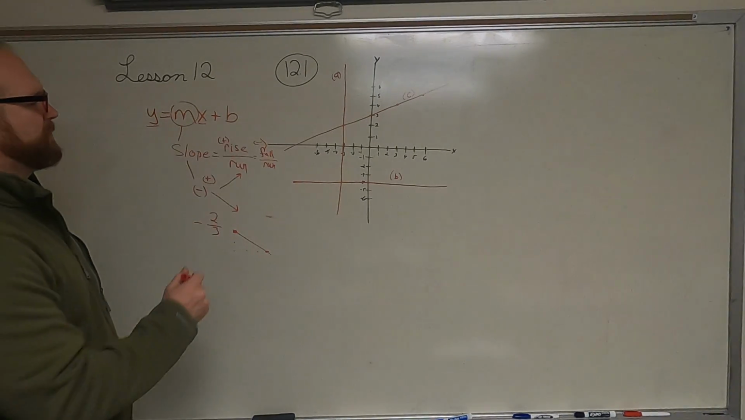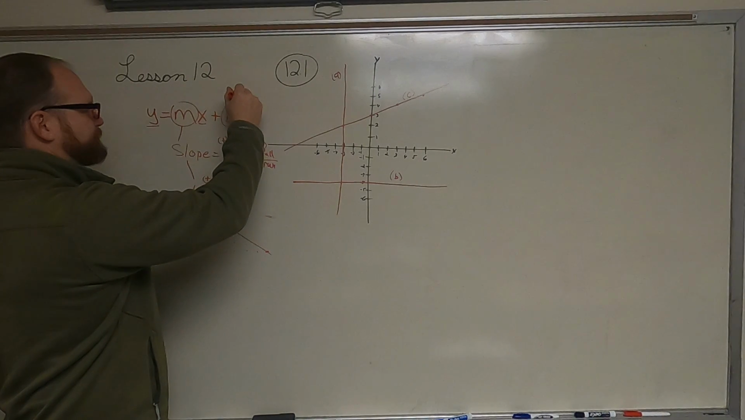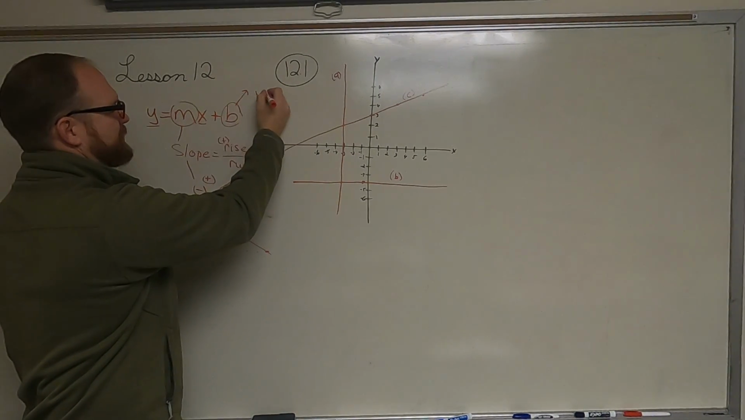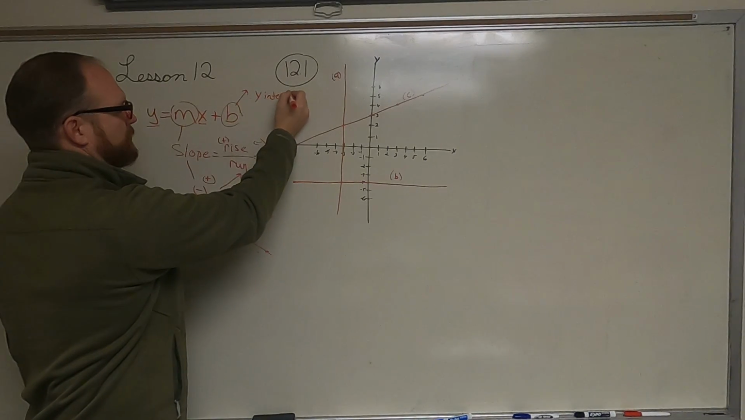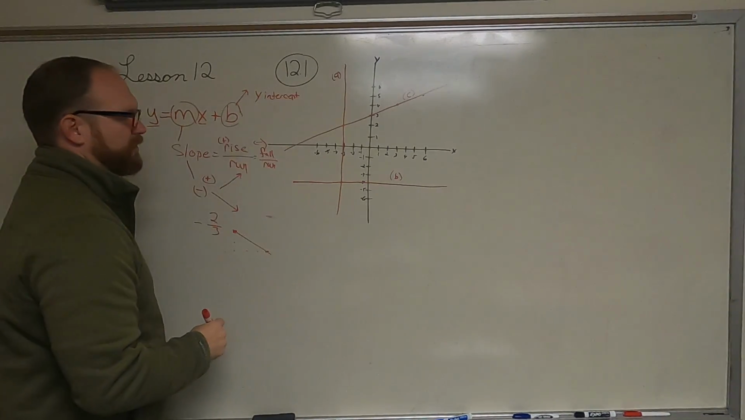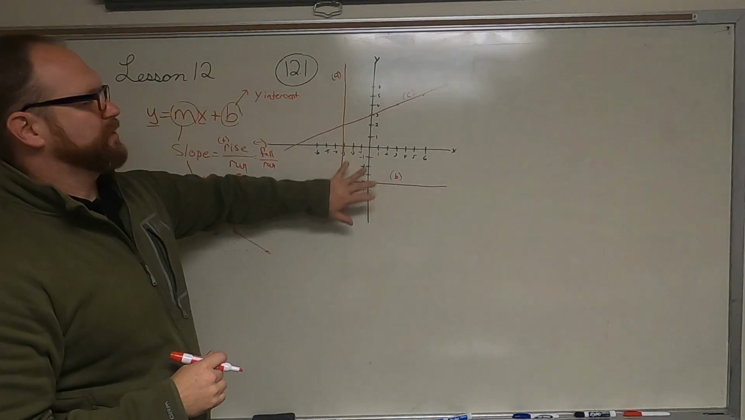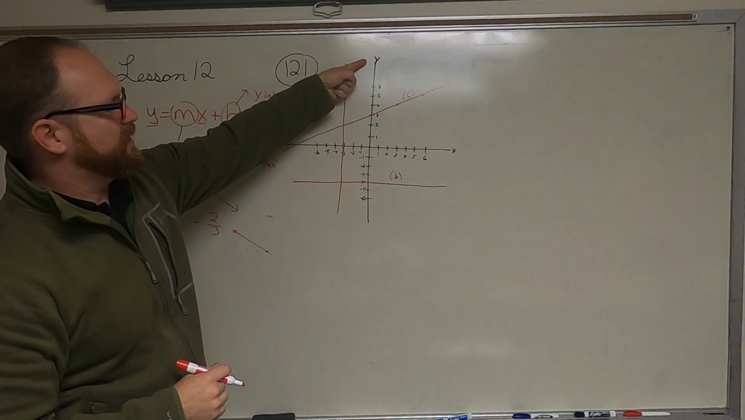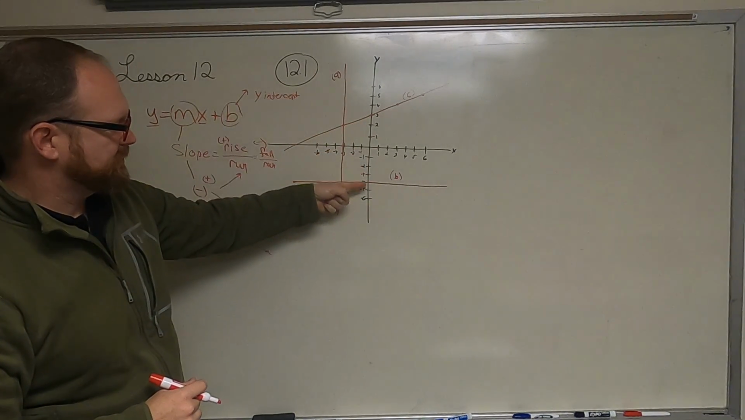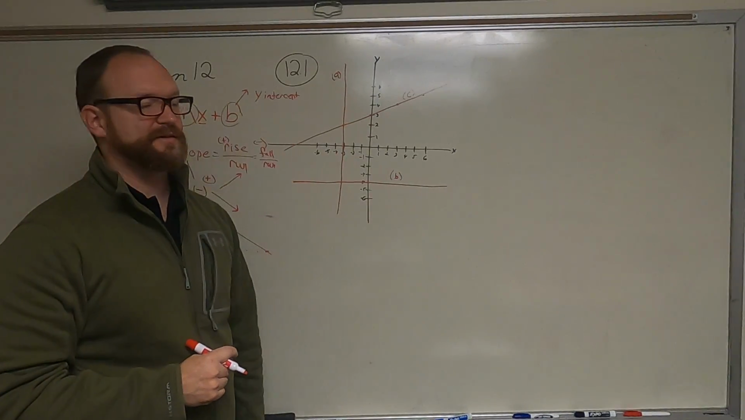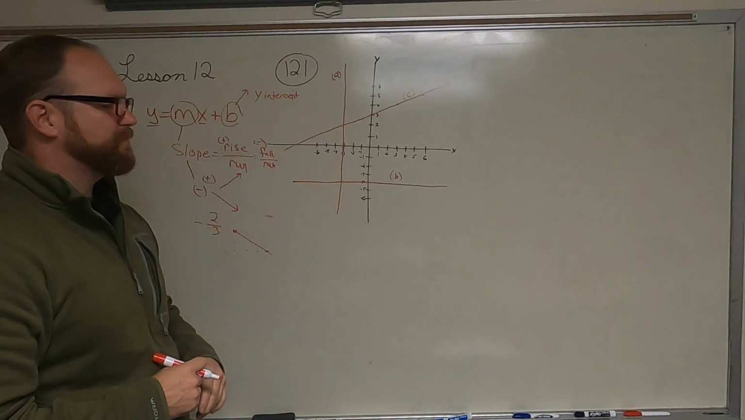Well, let's recall a little bit about the b. What is the b? Well, the b is just what we call the y-intercept. In other words, that's where it crosses the y-axis. Looking at our plane right here, this is the y-axis. It goes up and down. So wherever a line crosses the y-axis, that's going to be its b.